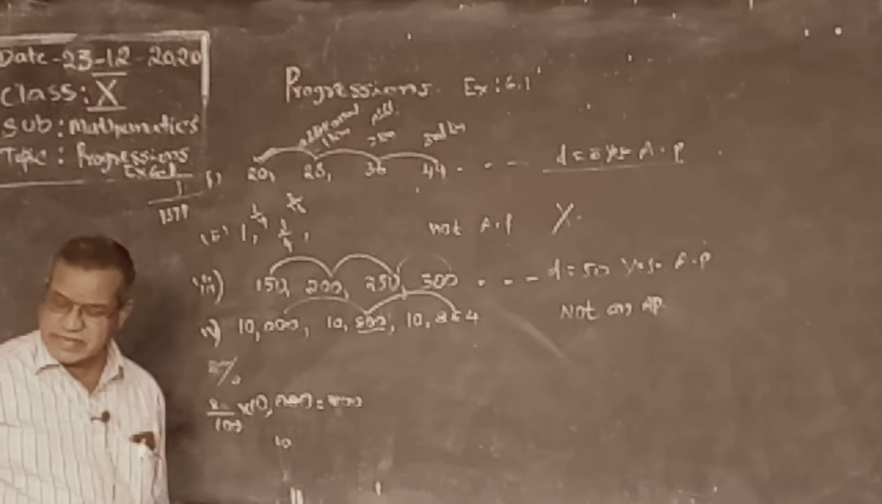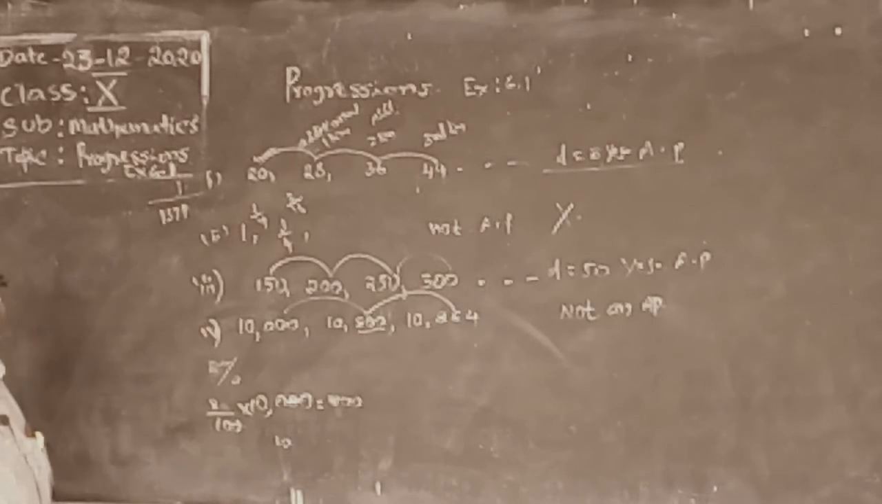So if the difference is the same, we can say it is an arithmetic progression. If the difference is not the same, not an AP.